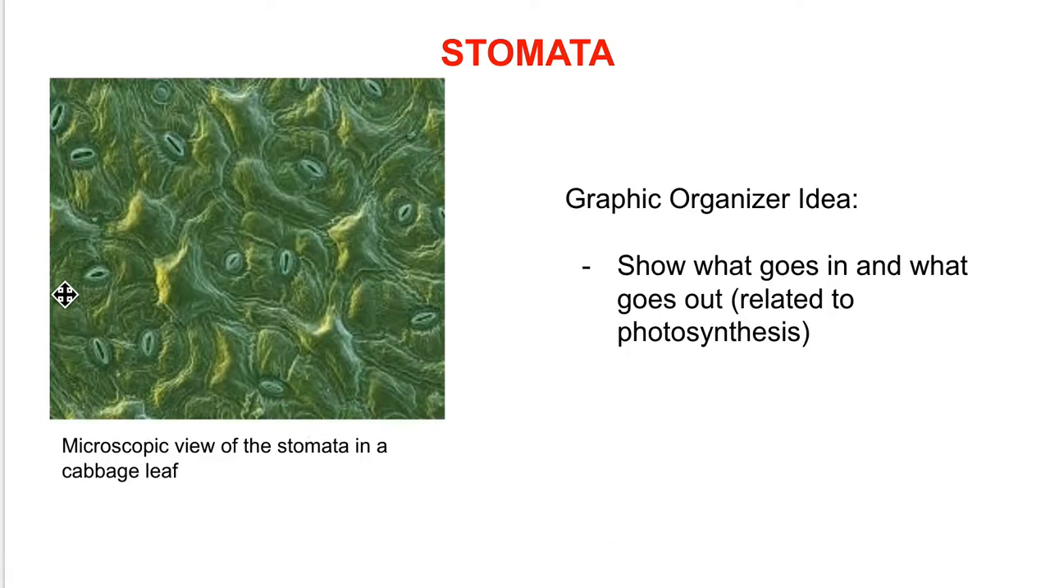So here's a good microscopic picture of a cabbage leaf. So these are all those stomata, those holes. When they open, it could do photosynthesis, and when they're closed, can't really do photosynthesis. So show what goes in and out. That's a good graphic organizer, which is basically photosynthesis. So carbon dioxide's going in and oxygen's coming out.